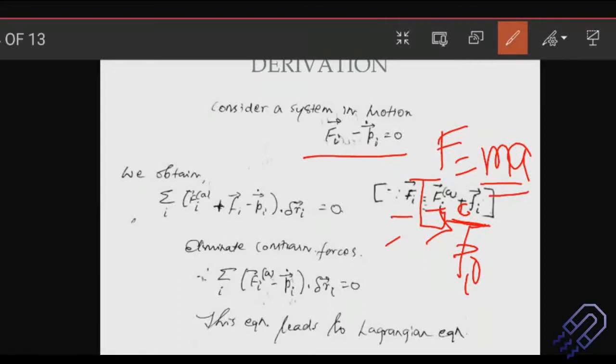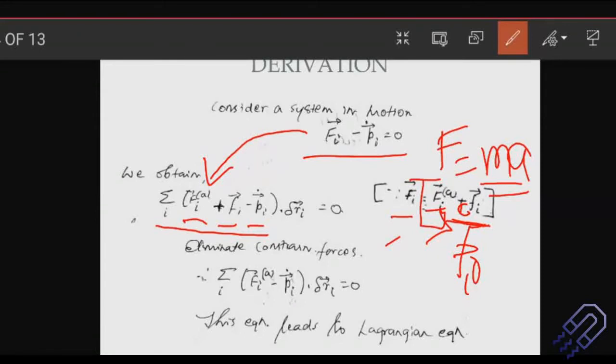We can just do the replacements here, because this force can be written as Fi, which is the applied force, plus force due to constraint, and minus p is already there. And then we can put it into the D'Alembert's principle. So what was our D'Alembert's principle? We have that the force dot the virtual displacement is 0.